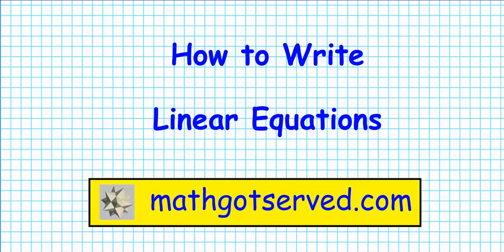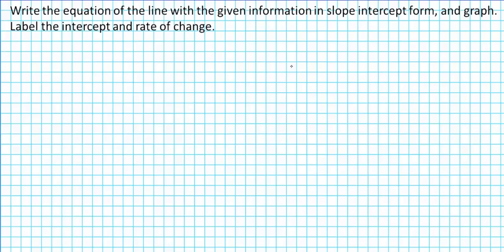In this clip, we're going to be going over how to write linear equations. So the instructions are as follows. We have to write the equation of the line with the given information in slope-intercept form and graph. And after graphing, we're to label the intercept and rate of change.